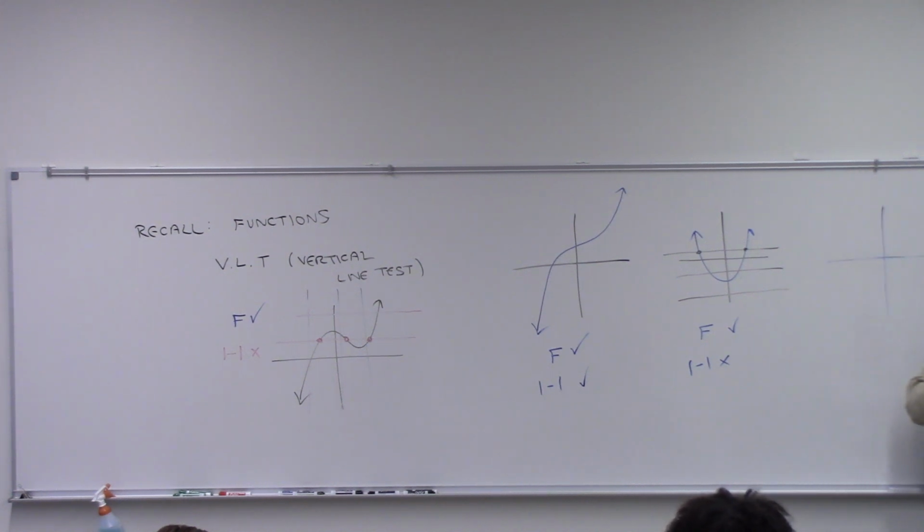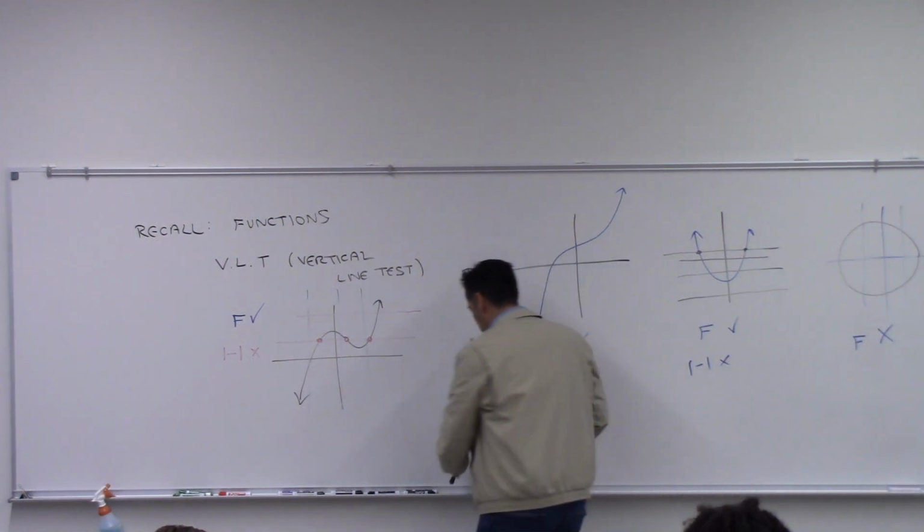How about this one? How about a circle? It's not a function, right? All right. Time to grow up. All right, function. It is a function, right? No, it's not a function. It fails the vertical line test, right? Is it one-to-one? I'm not even thinking about one-to-one now, right? Because it's not a function. One more.